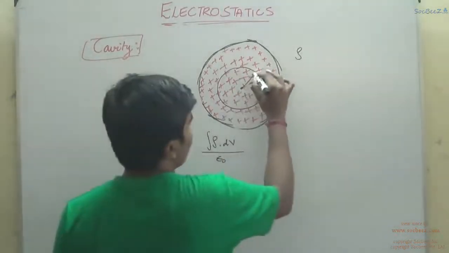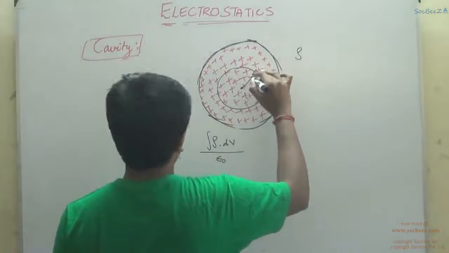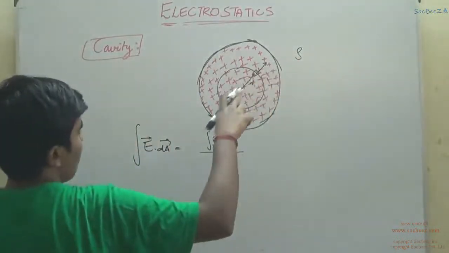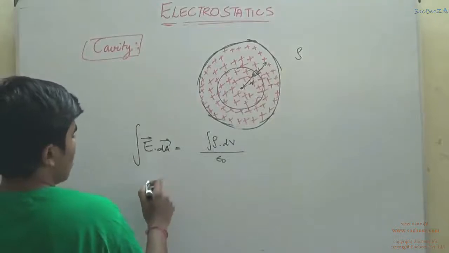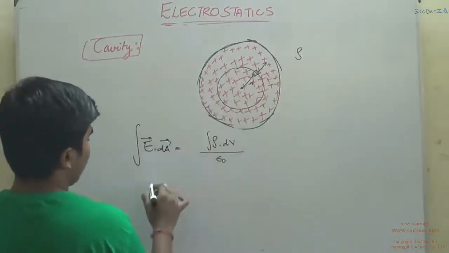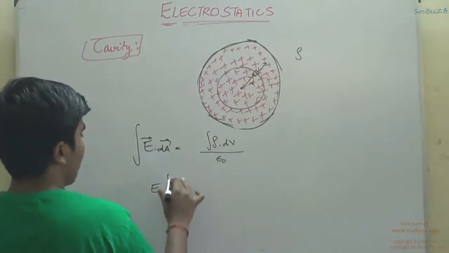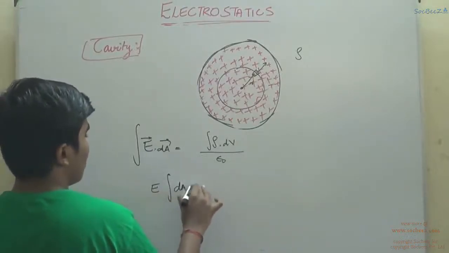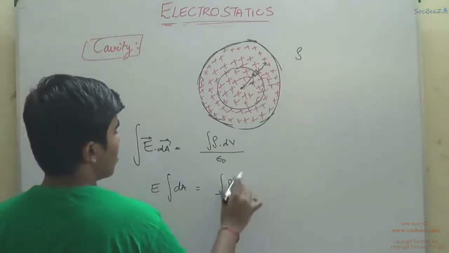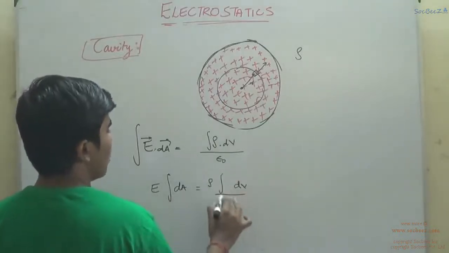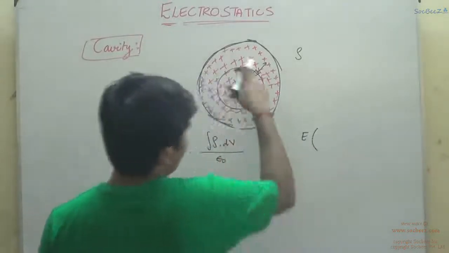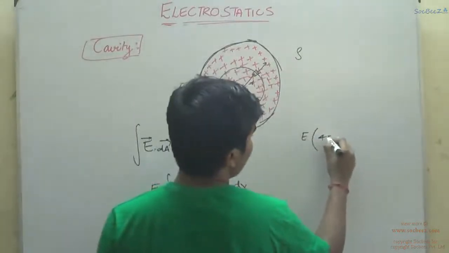Now, consider this thing. What is the area vector? Area vector is in this direction, which is parallel to the electric field. So, this dot product is equal to E times dA, and since E is constant everywhere, E times integral of dA is equal to integral of rho dV. See, even rho is constant, so rho is outside by epsilon naught. So what is electric field times integral of dA? It is 4 pi r square.